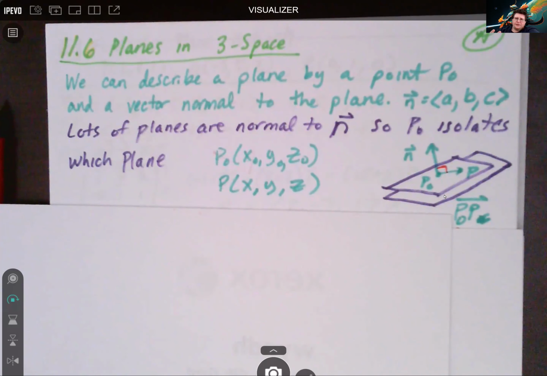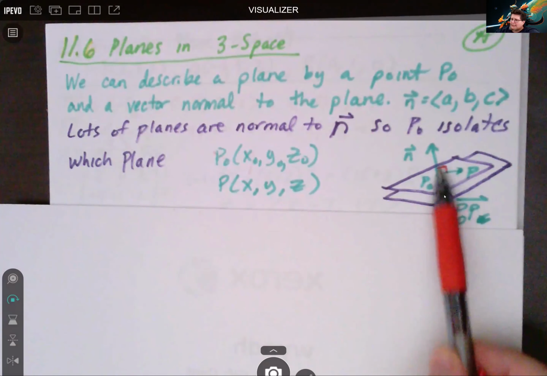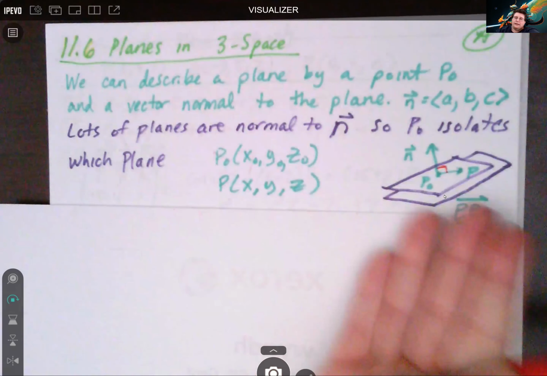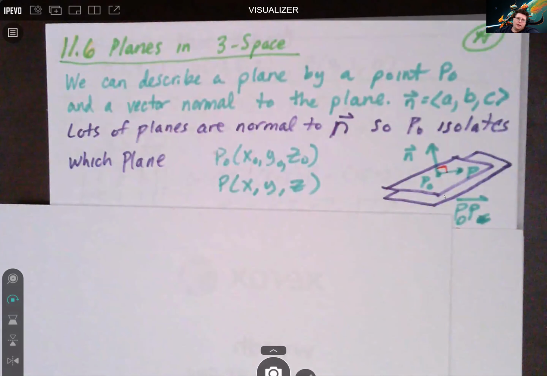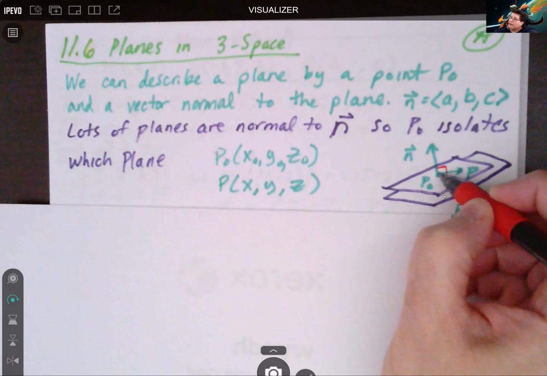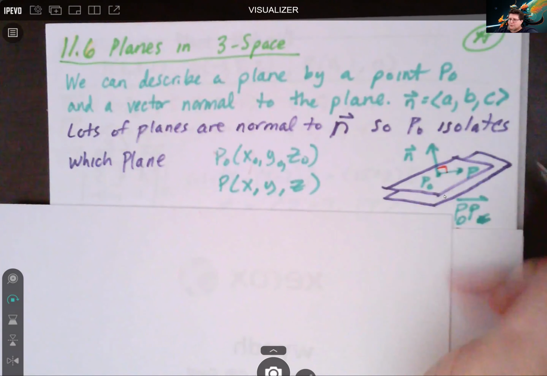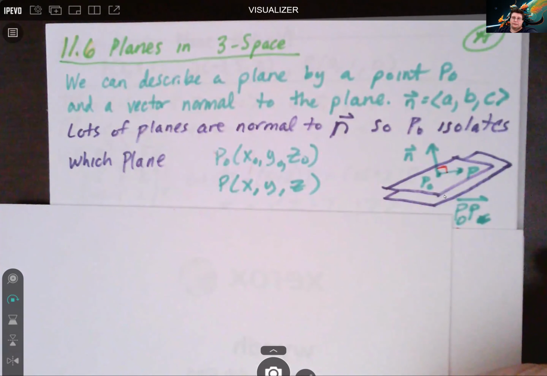So we can describe a plane as having a vector that's normal to that plane. In this case, we have vector n. Now, there's a lot of planes that have that as normal. Anything that's parallel to that plane is going to have that same normal. But by picking P naught, that chooses a plane. It chooses a starting point. And so how can we use that to write an equation?